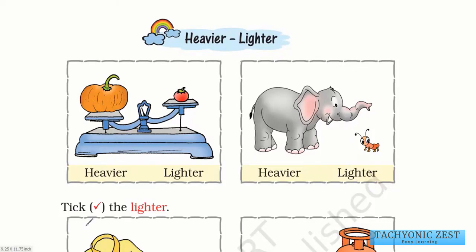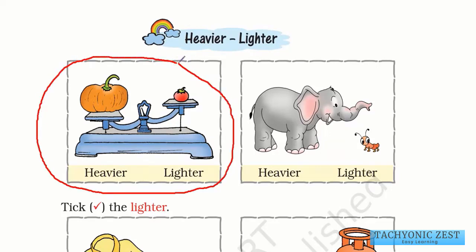For example, if we see this picture, these are two vegetables. This is a cabbage and this is a tomato. Clearly we can see that this cabbage is heavier than this tomato. So out of these two objects, this object is heavier than this object, and this object is lighter than this object. The cabbage is heavier than the tomato and the tomato is lighter than the cabbage.